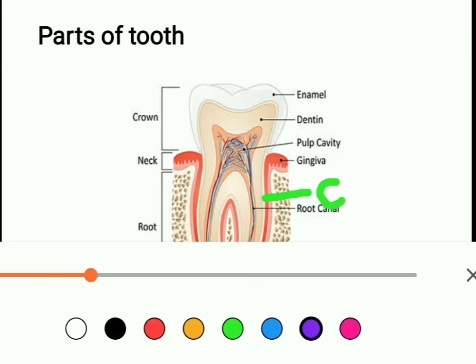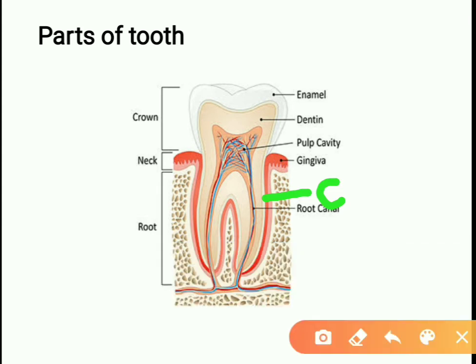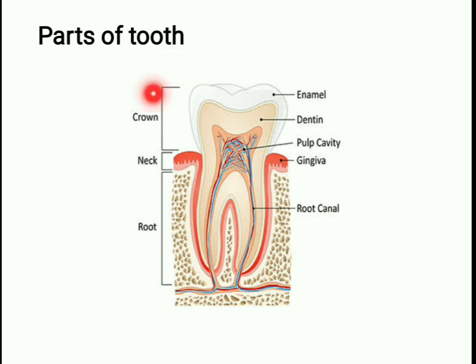Then we have the PDL, the periodontal ligament, present between the cementum and the alveolar bone. It attaches the tooth to the alveolar bone. It acts like a cushion, providing a cushioning effect because it has fluid. So this is the crown area, the neck area, and the root area.